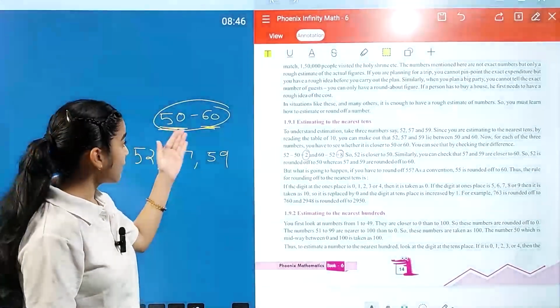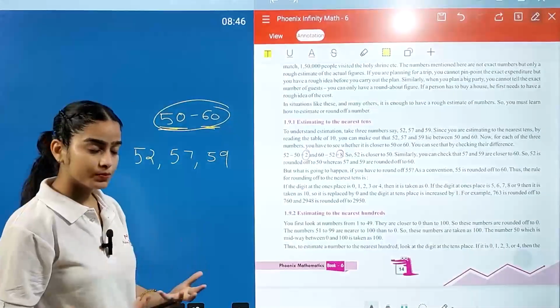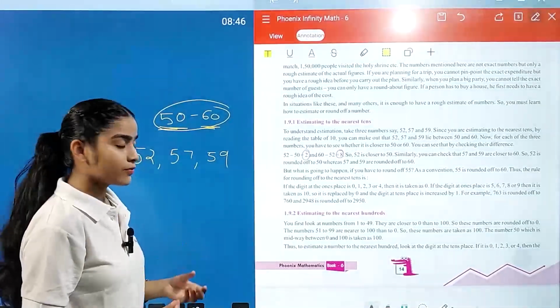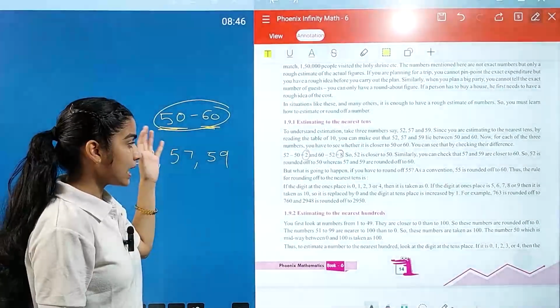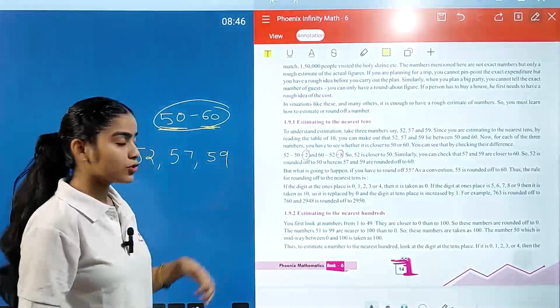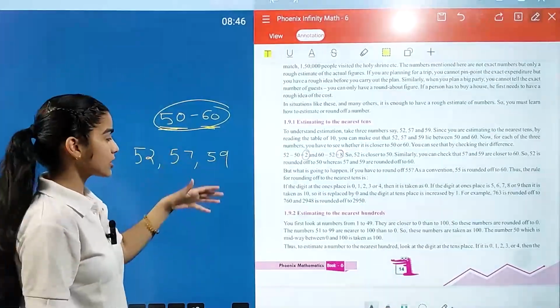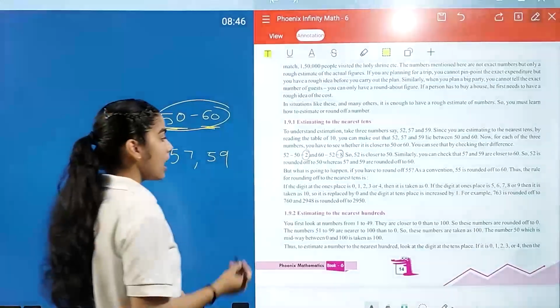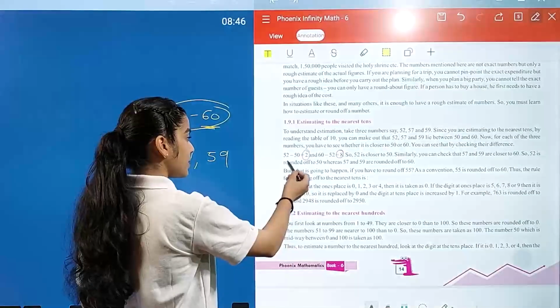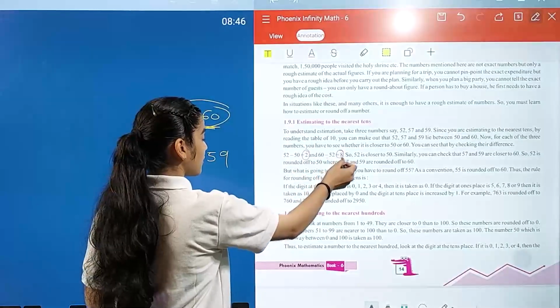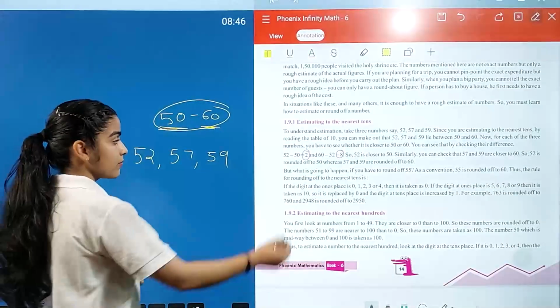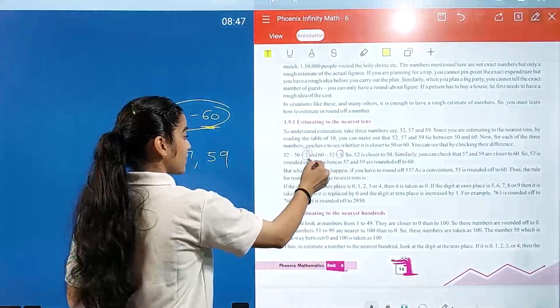First of all, we have to write the numbers which the number lies between. Now we have to see which number is closer, 50 or 60. And how can we determine it? By simply subtracting. So 52 minus 50, you have 2, and 60 minus 52, you have 8. So where you have the smaller number, here we have fewer steps.